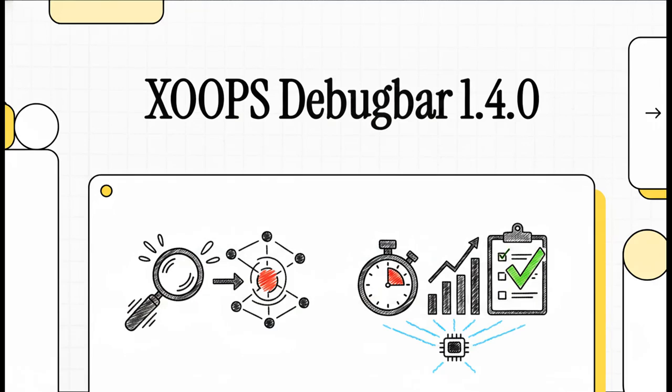So if you're building or maintaining applications on XOOPS, which is pronounced Zoops by the way, you already know that performance is, well, it's literally everything, right? Today, we're diving into XOOPS DebugBar 1.4.0. We're going to see how it completely flips the script on tracking down bottlenecks, turning what used to be a pretty frustrating guessing game into highly targeted precision telemetry.